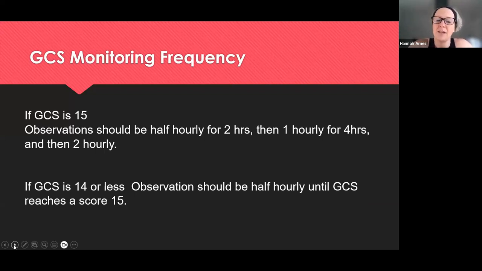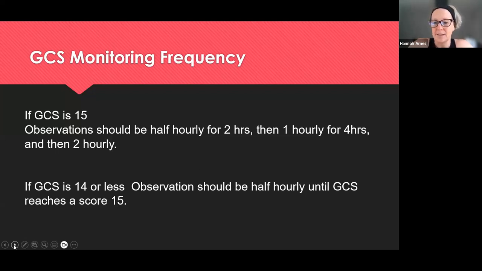So if your patient has a GCS of 15, but they've had a history of head injury, like a subdural hematoma, you should do your observations half hourly for 2 hours, 1 hourly for 4 hours, and then 2 hourly. And that's following NICE best practice guidance for management of head injured patients.